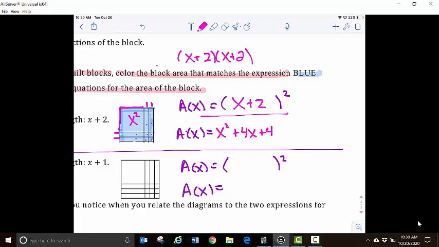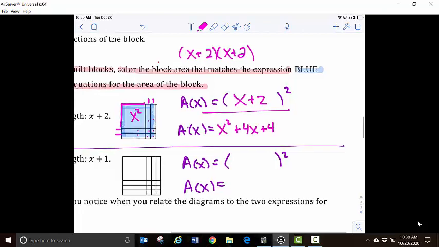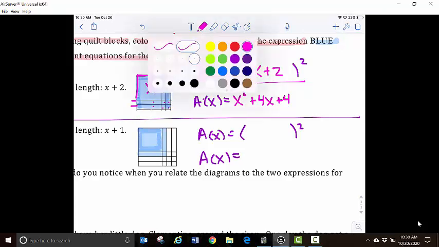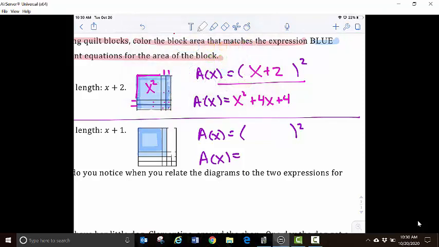Any questions on that? Okay, does somebody want to tell me what you got for this one? I'll shade it in. It's our x squared, or an x plus 1 times x plus 1. So it looks like this. The rest of it's just extra. Okay, we don't really need this.